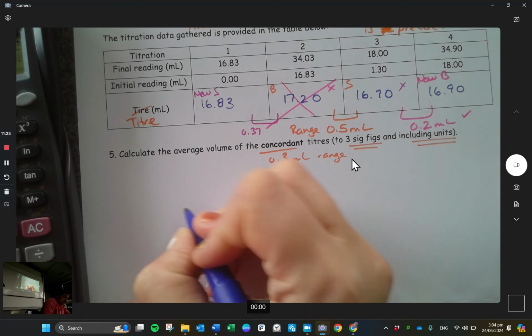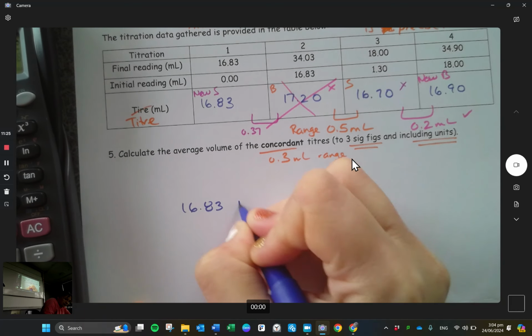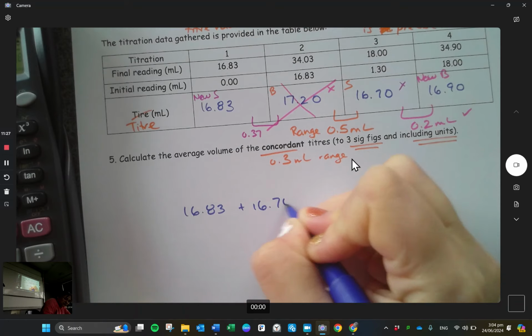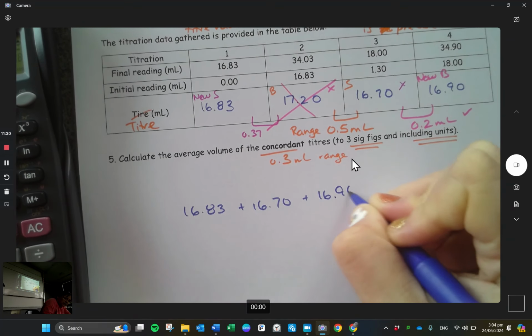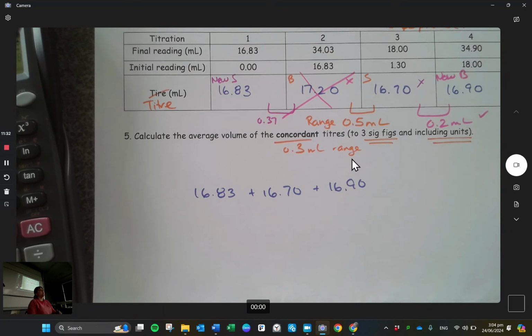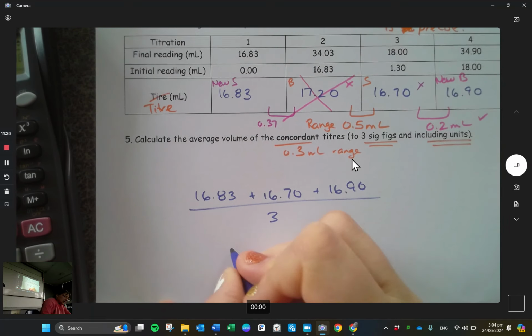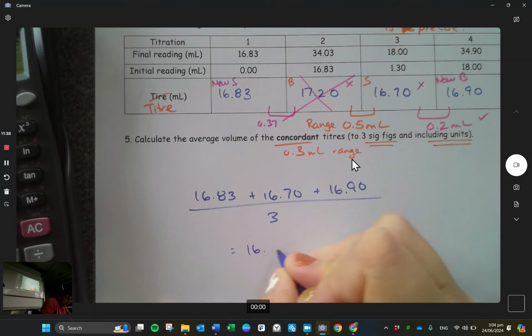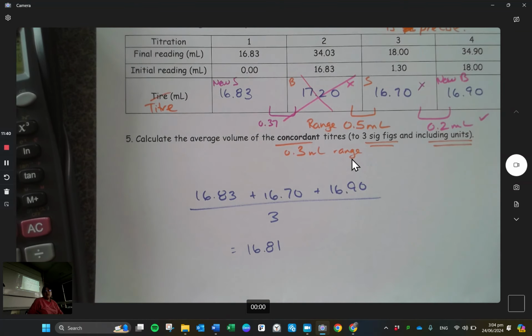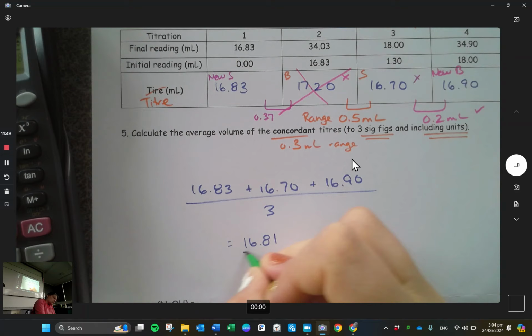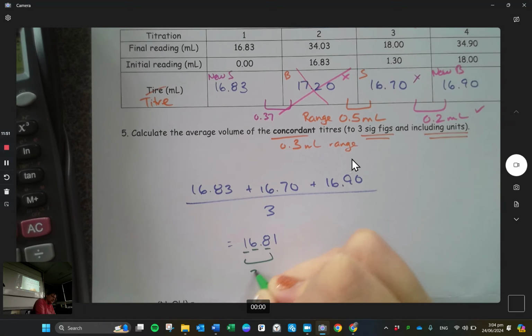So we had 16.38 plus 16.7. And make sure you show all your working so that way it's very clear that I know what you have included and excluded. Divided by 3, and I get my answer to be 16.81. Now, this asks to have it in 3 significant figures. So it's not 3 decimal places, it's 3 numbers. So 1, 2, 3. That's 3 sig figs.